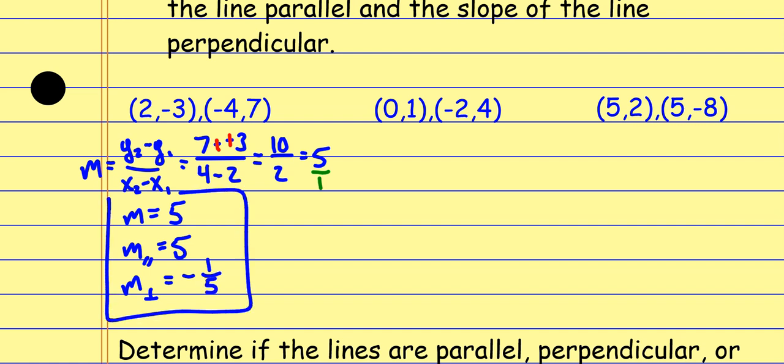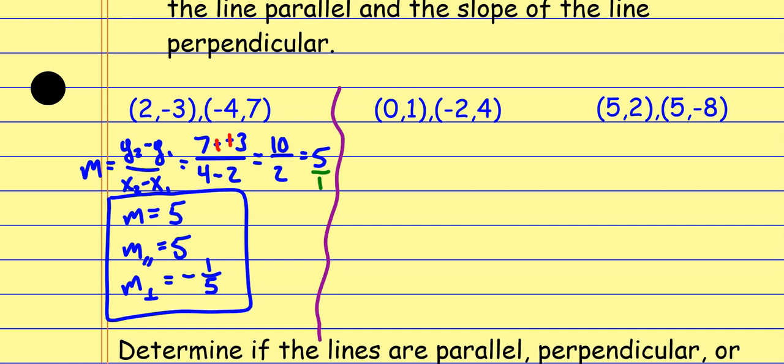And that's how slope compares when you're talking about parallel and perpendicular lines, okay? If the line has a slope of 5, a parallel line would also have a slope of 5. If this line has a slope of 5, then the perpendicular line would have a slope of negative 1/5, okay? If I look at the next one, same kind of thing.